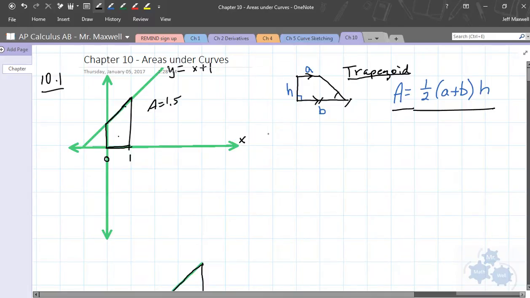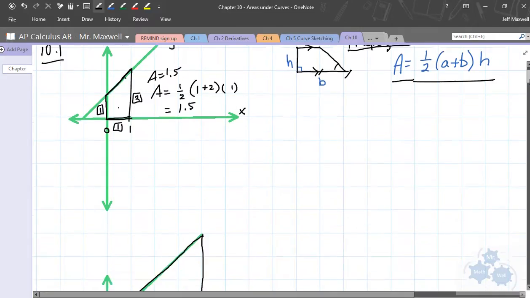How could we use the trapezoid formula? Because we're not going to just be able to count squares on grid paper. So how could we do that? Well, if we think about this area as a trapezoid, the area here is 1/2 times (A plus B). A is this side right here, which is 1. B is this side, which is 2. See that? So that's 1 plus 2, and then times the height, which is this length right here, 1 unit for height. So if we do that, 1/2 times 3 times 1, half times 3 is 1.5, times 1. So that's how we can calculate that, right? So that's our first example.